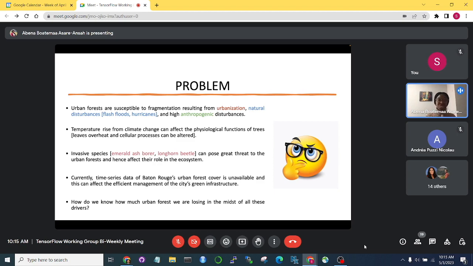Also, invasive species such as the emerald ash borer or the Asian longhorn beetle can be a great threat to the urban forest, and that can also affect its major role in the ecosystem. Currently, there is no time series data of Baton Rouge urban forest cover, and that can also affect the efficient management of the city's urban forest. I was curious about that, and I was thinking, how do we know how much urban forest cover we are losing when we have all these drivers within the ecosystem?